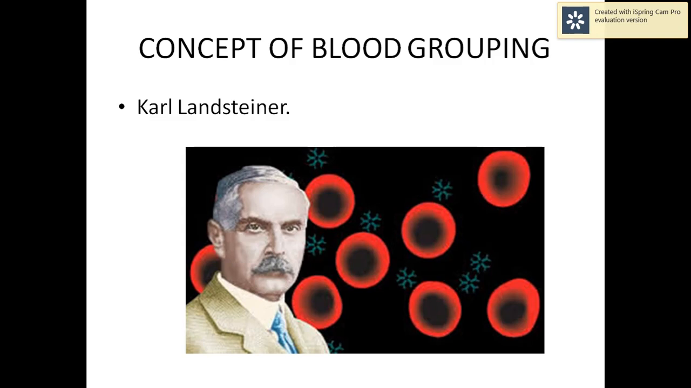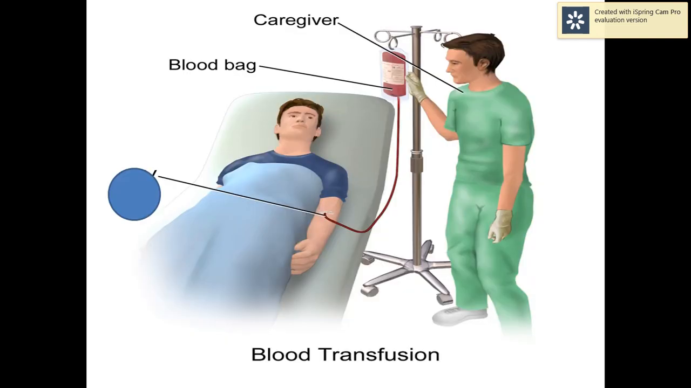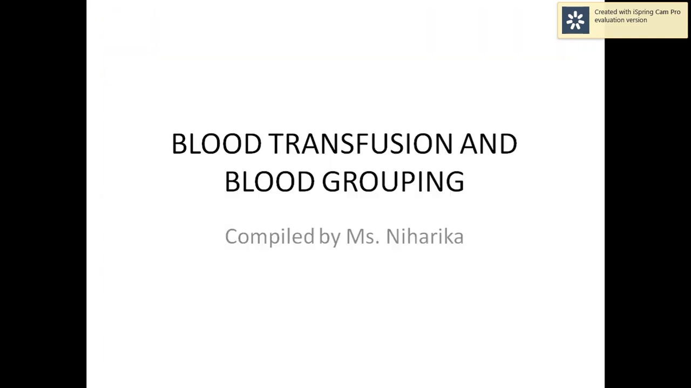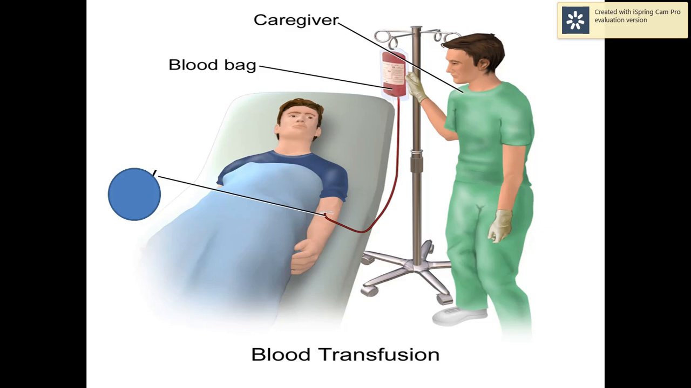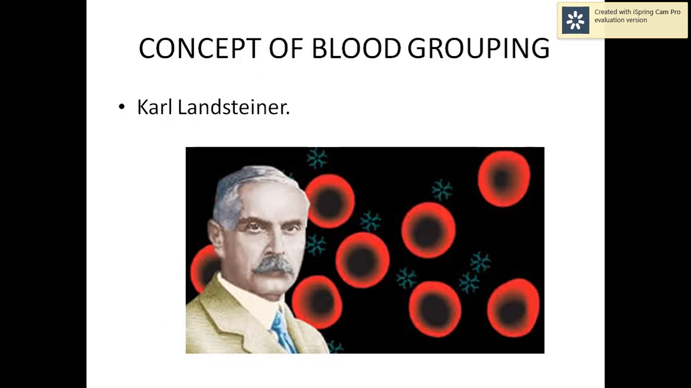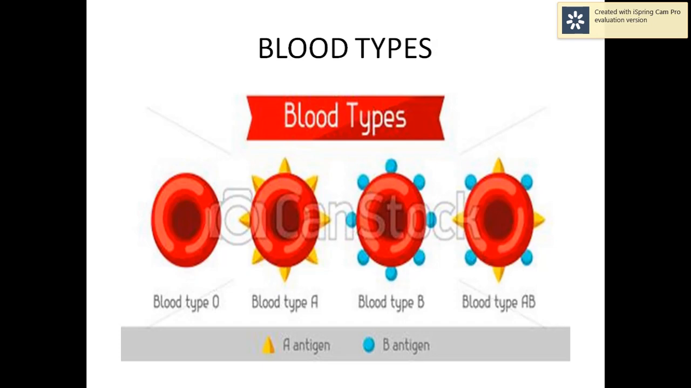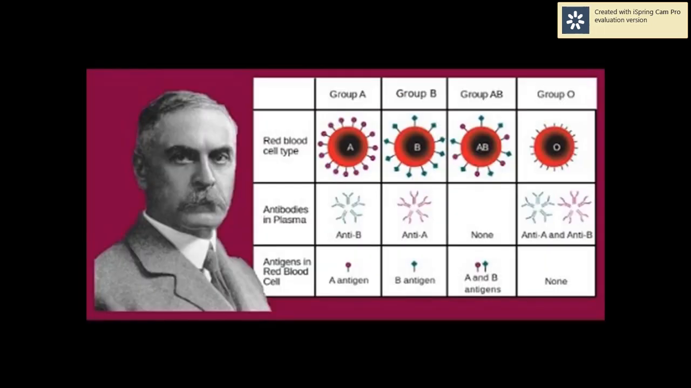When you go for higher classes and higher studies, you will study the RH factor in more detail, but for now it's not required. I hope you all understood the concept of blood transfusion and blood grouping, where we talked about what blood transfusion is, and then our blood grouping system. That concept was given by Carl Landsteiner. These were the blood types, and then we discussed this table.